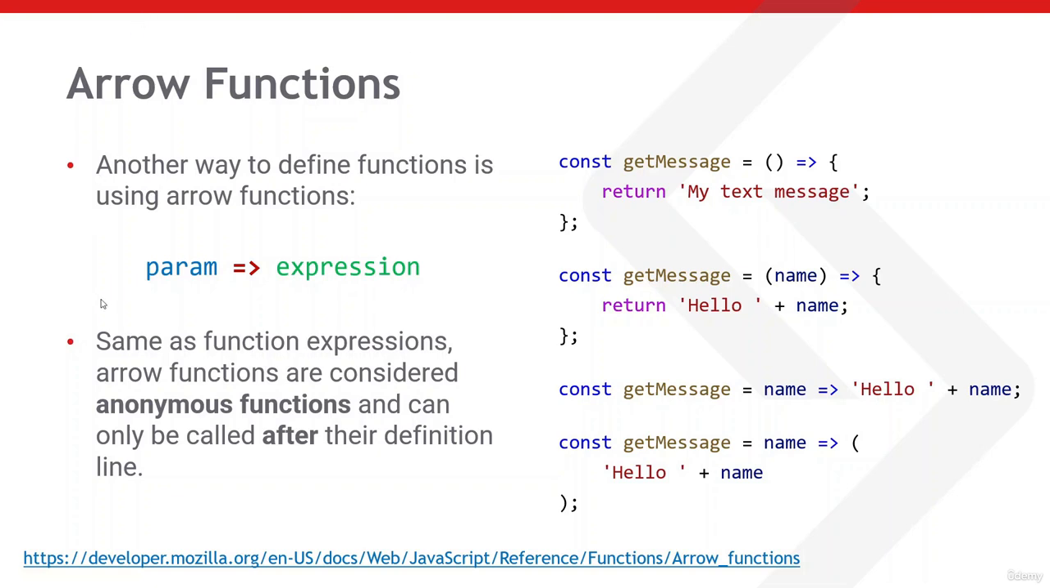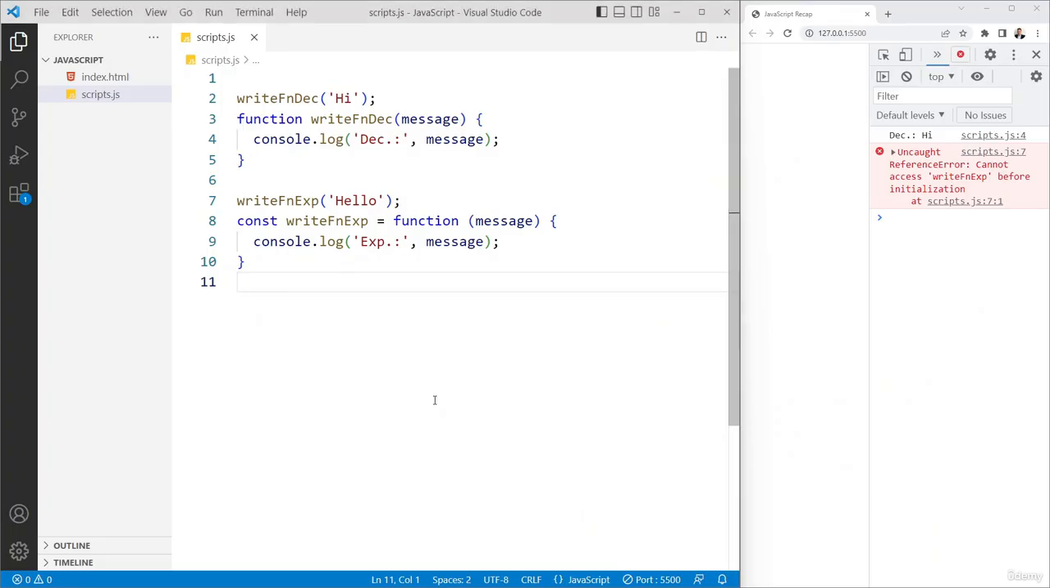Arrow functions are another way for us to create an anonymous function. They are going to behave very similar to function expressions. It's just the way we create them, it's going to be a little different. So let me show you an example.